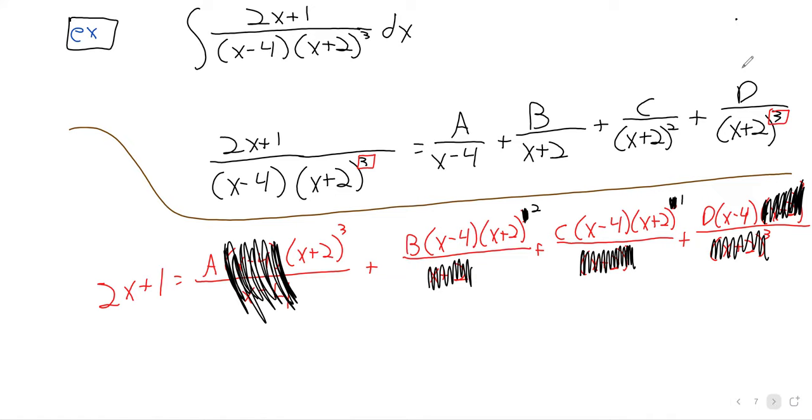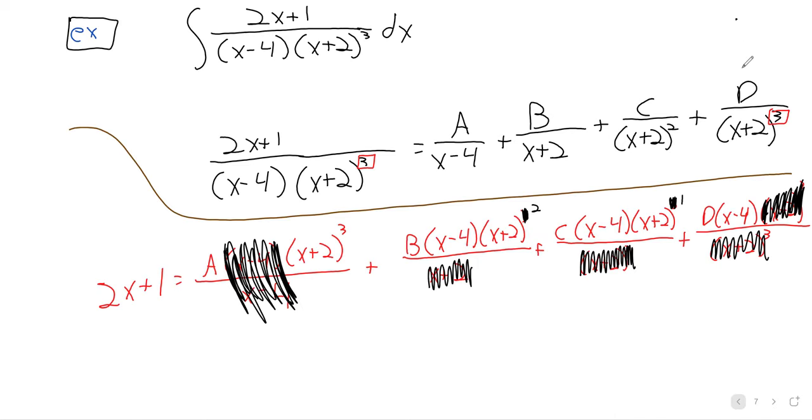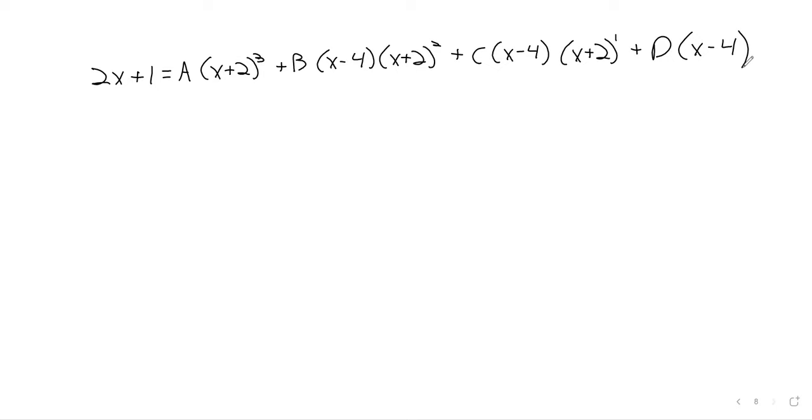x minus 4 is not, I was thinking of this as some kind of binomial thing, but it's not. X minus 4 is not being raised to powers ever. Hey, does that look right to everyone?